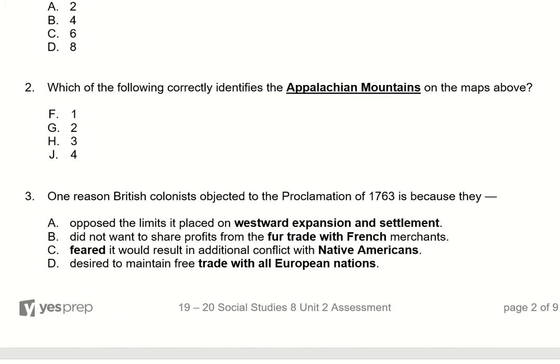Number 3. One reason British colonists objected to the Proclamation of 1763 is because they, A. opposed the limits it placed on westward expansion and settlement. B. Did not want to share profits from their fur trade with French merchants. C. Feared it would result in additional conflict with Native Americans. D. Desired to maintain free trade with all European nations. Pause to choose your answer.